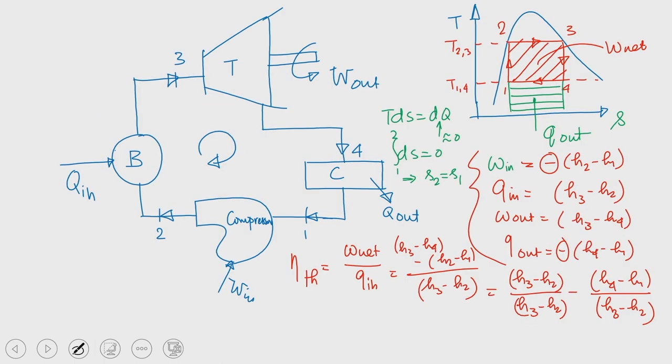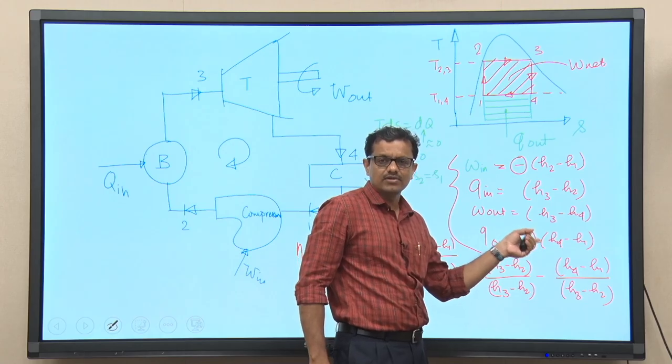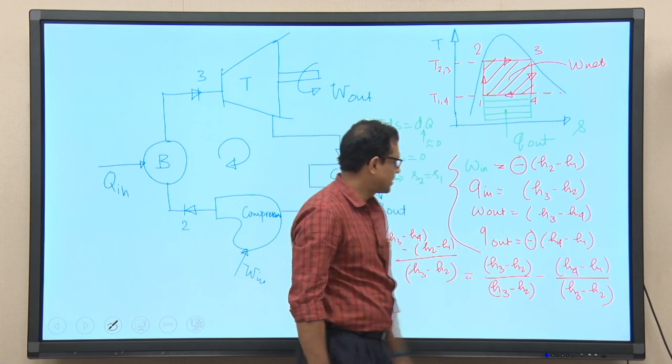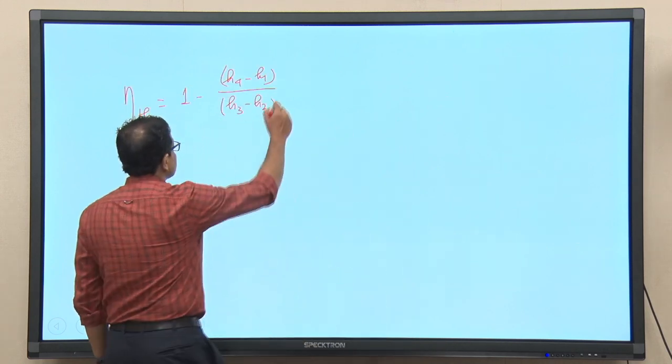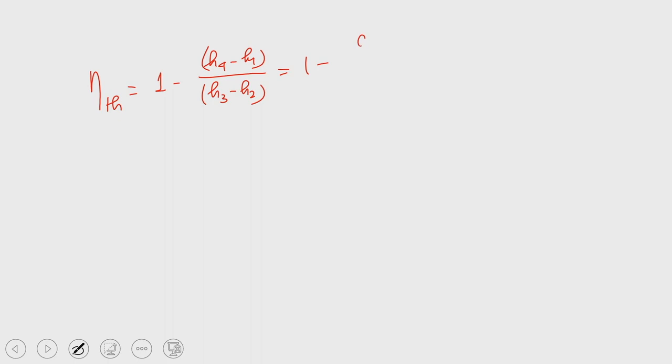So, basically if we go to the next slide, we can write thermal efficiency equal to 1 minus (H4 minus H1) divided by (H3 minus H2). See, what is H4 minus H1? That is Q out. The negative sign is used to indicate that it is the amount of heat which is rejected from the system. So, we can write this is nothing but 1 minus Q out divided by Q in.